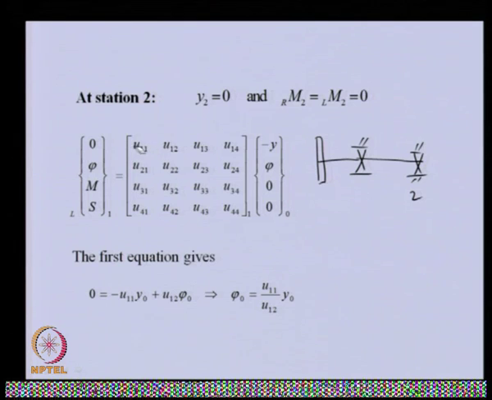We have taken the first equation because on the left side it has a 0 quantity, which is a known quantity. In the other equations we have unknown quantities, so that's why we have taken the first equation. With this equation we can relate the angular displacement at station 0 and the linear displacement at station 0. So you can see we have now related these two displacements at station 0.